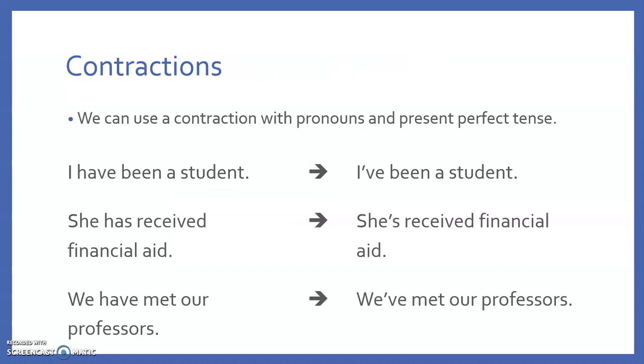You can use contractions with pronouns and present perfect tense. I have been a student can become, I've been a student. She has received financial aid can become, she's received financial aid. We have met our professors can become, we've met our professors.